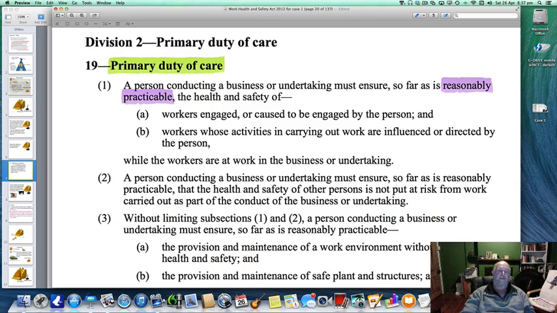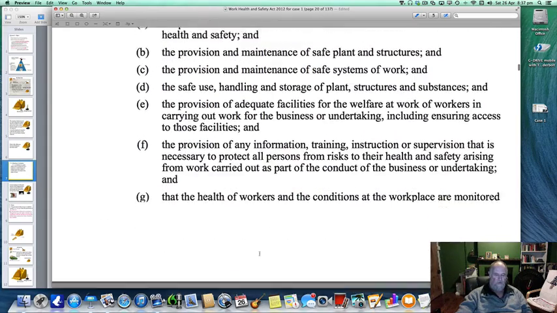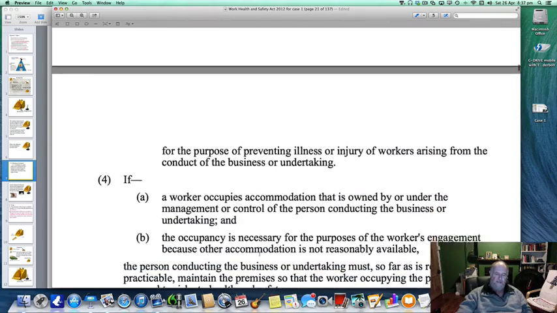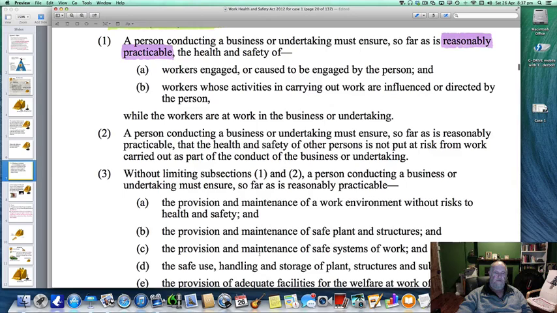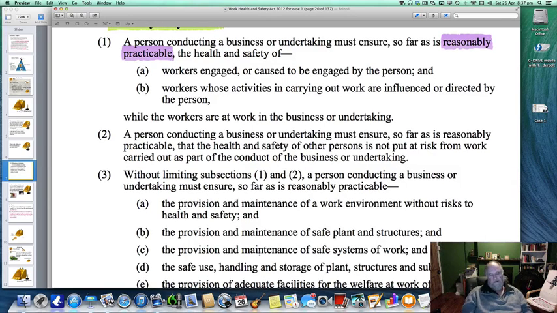Oh, wow. This is long, isn't it, when you go through the whole act together? What is the primary duty of care? I'm just going to do this bit. Actually, I don't know that there's any use in it. The person conducting comes out. Let's have a look.